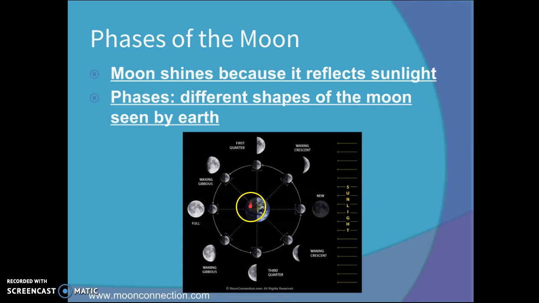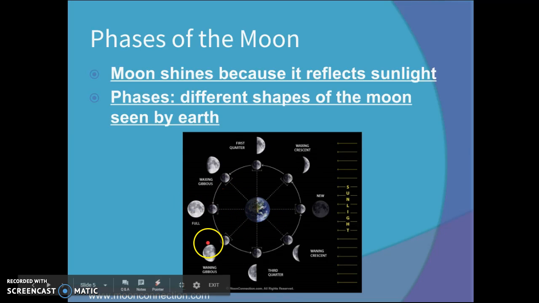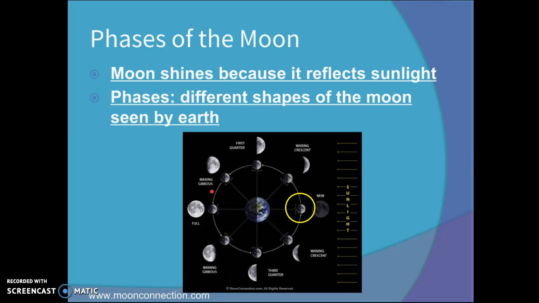The reason that the Earth isn't blocking the light from the sun is because this path is slightly tilted. So the moon is slightly above the Earth at this point, so it's not actually blocking light from the sun. That would be an eclipse if that happened. So we have a full moon.